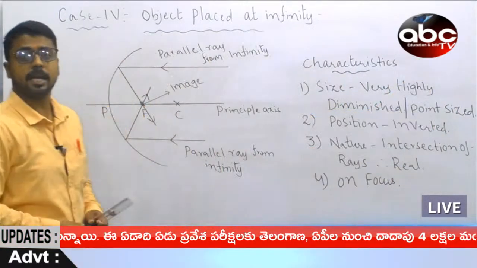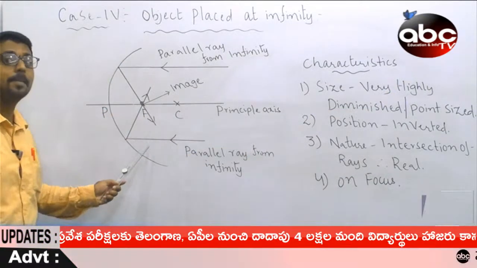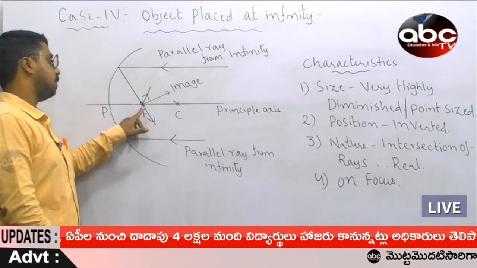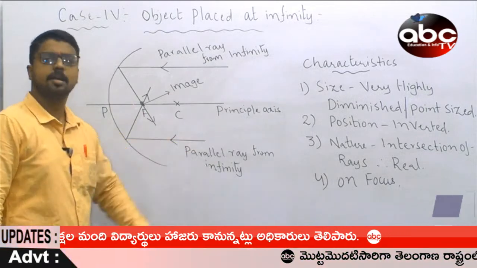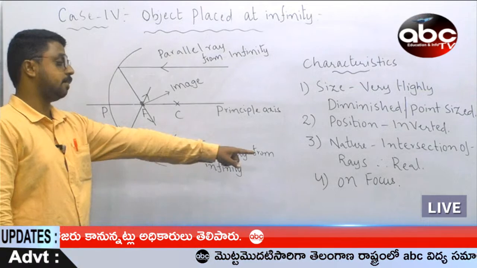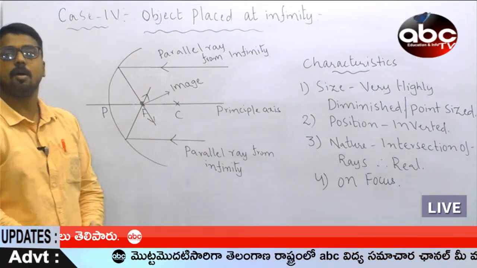Coming to the second: we are able to expect a position below the principal axis, therefore inverted. And coming to the nature, it has been formed by the intersection of rays, so it is real. And the last is the location: it is formed on focus.